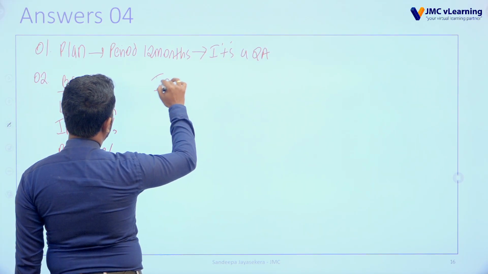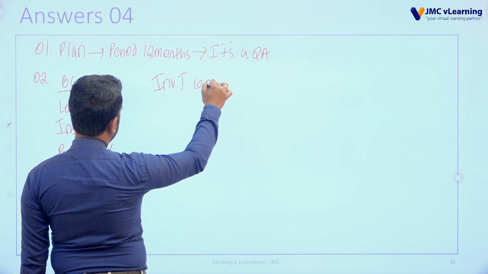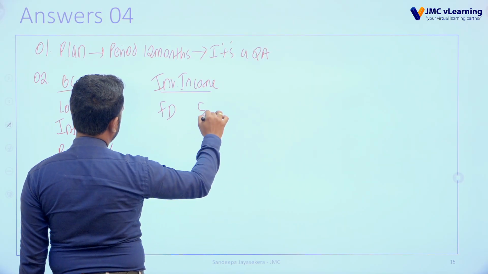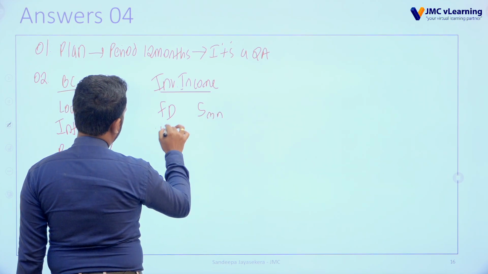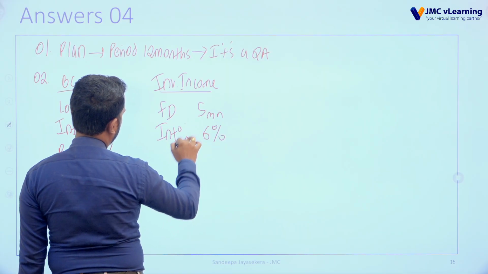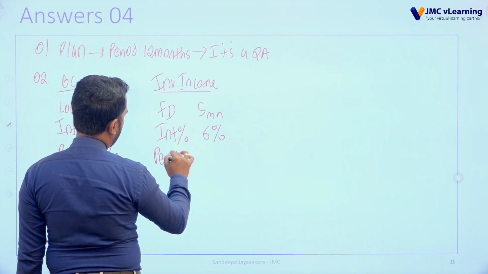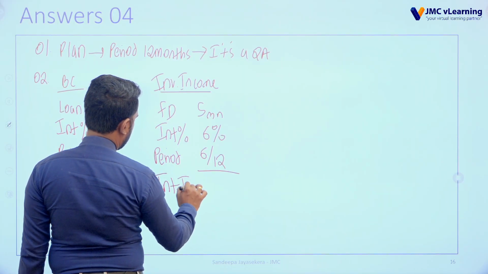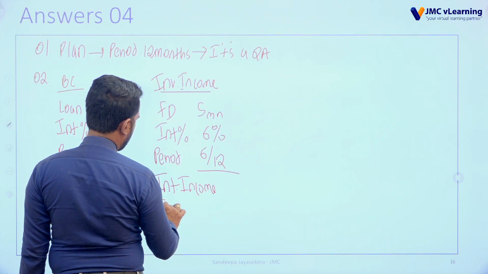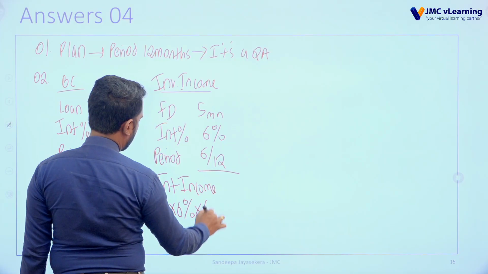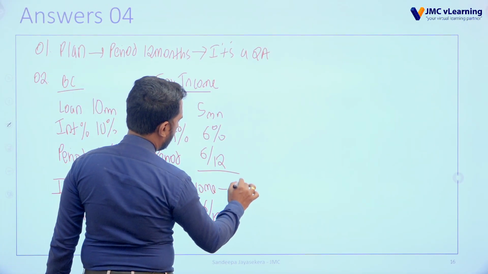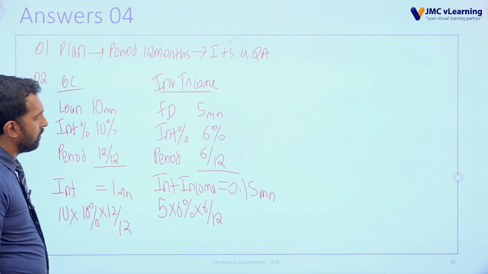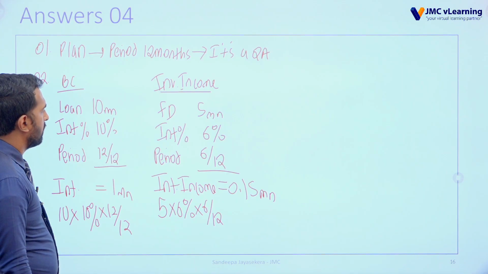Then the investment income. The fixed deposit is 5 million. The interest rate is 6%. And we are looking at a period of 6 months. So the interest income will come to 5 million into 6% into 6 divided by 12. It will come to 0.15 million. You are supposed to calculate the interest expense and the investment income. That is the second part of the question, which you have covered.